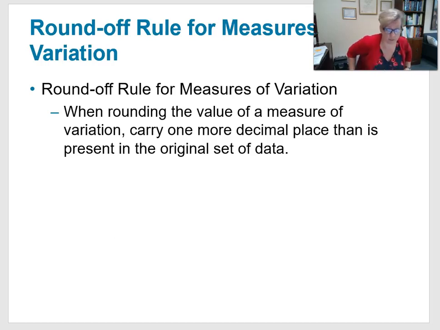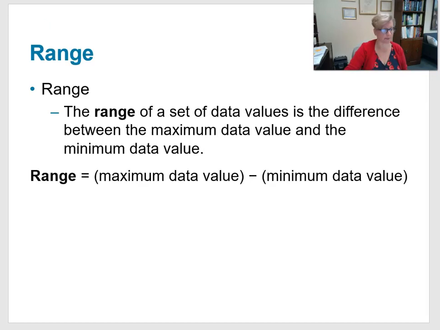When we are rounding, when it comes to variation, we are going to go one more decimal place than our original data set. Just like the rounding rule for mean and median, same thing here: one more decimal value than our original data.